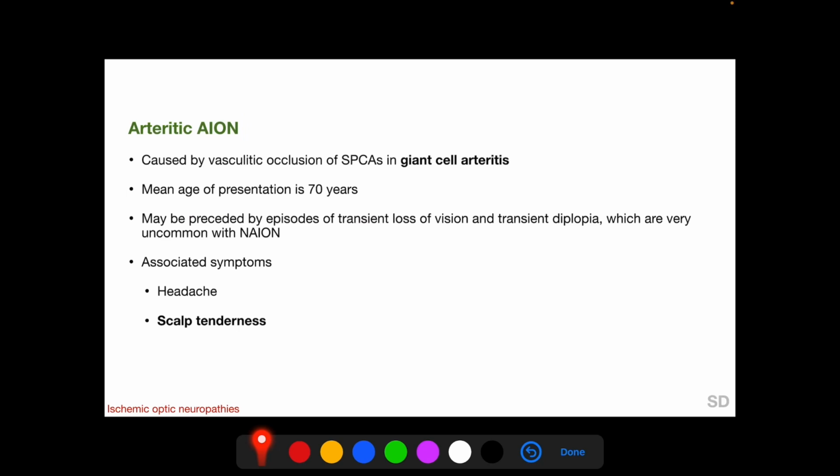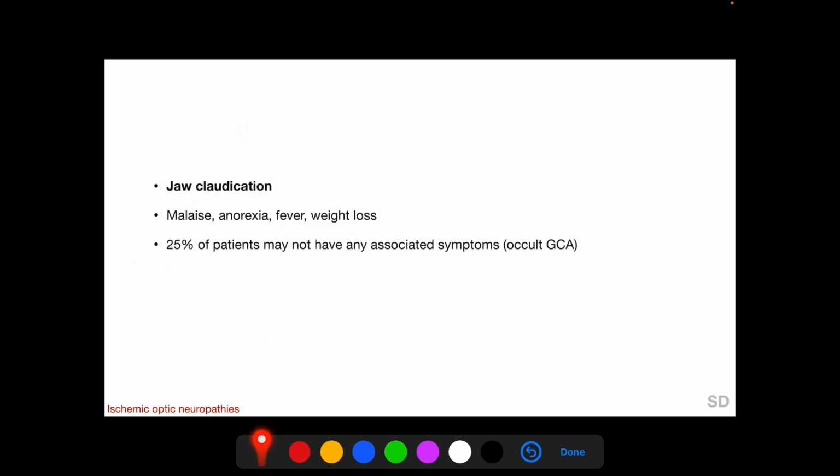Associated symptoms in giant cell arteritis include headache, scalp tenderness, important to remember, jaw claudication, also important to remember, malaise, anorexia, fever and weight loss. However, 25% of patients may not have any associated symptoms, called occult GCA.